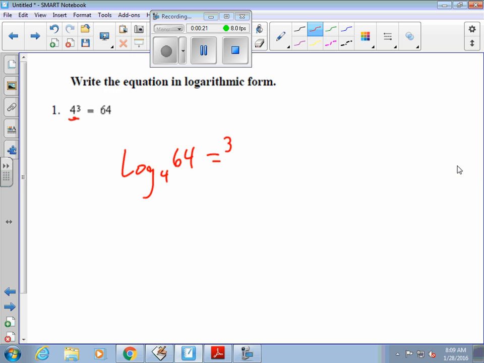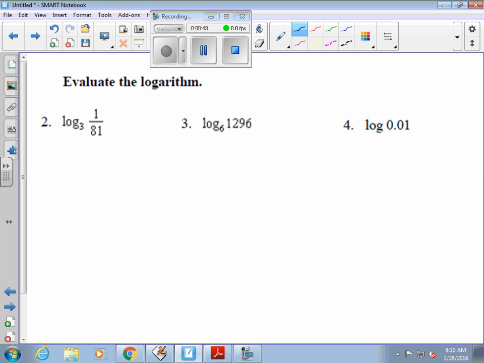Remember, this is backwards of the way we learn. It's not a superscript like that. It's just equals 3. This is backwards of the way we learned it, but you can go from exponent form to log form and back. You read this as log base 4 of 64 is 3. But that's what we started with. This is log form here, or logarithmic form.